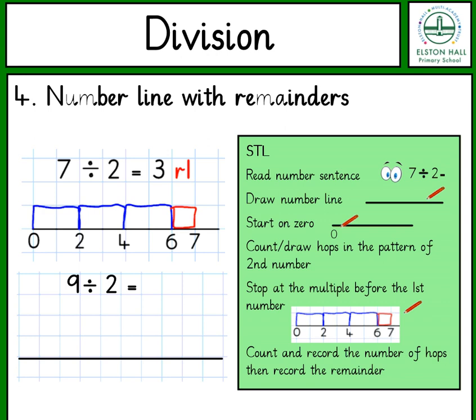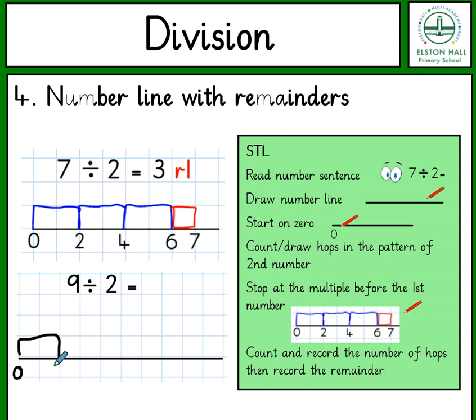We can also use the number line method to help us solve divisions with remainders. Let's use the steps to learning to help us. Read the number sentence. 9 divided by 2 equals. Draw our number line, start on 0 just like before, and count in the pattern of the second number. Don't forget to draw those hops.